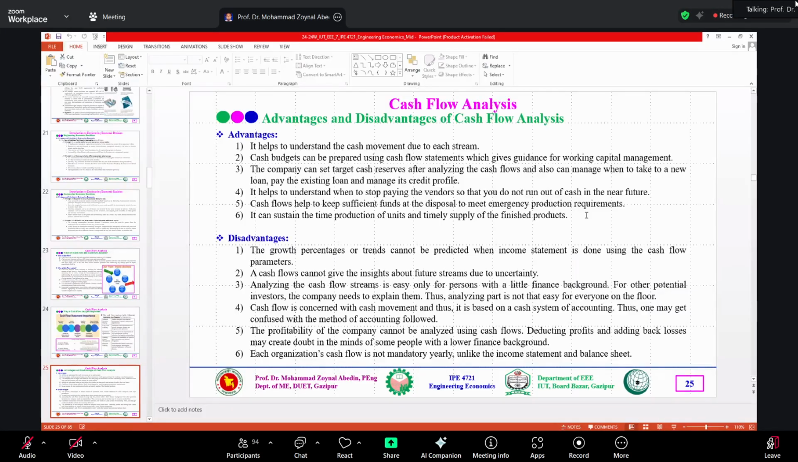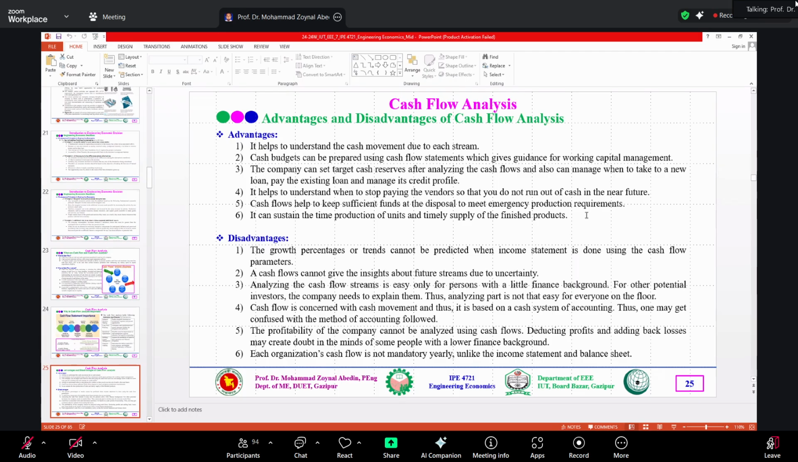Advantages: mainly, it helps to understand the cash movement due to cash streams. Cash budgets can be prepared using cash flow statements, which give guidance for working capital management. The company can set target cash reserves after analyzing the cash flows, and can also manage when to take a new loan, pay the existing loan, and manage its credit profile.